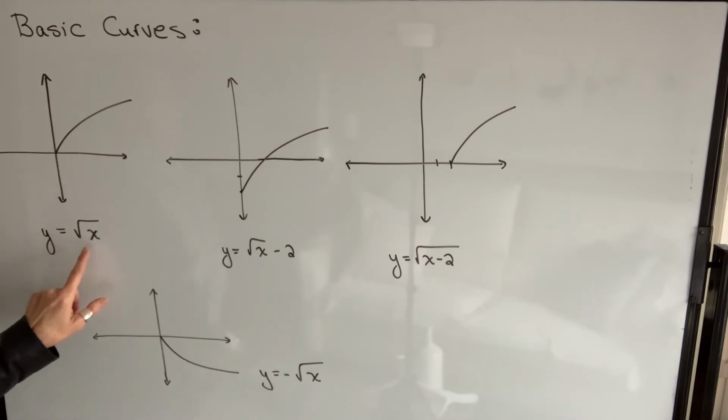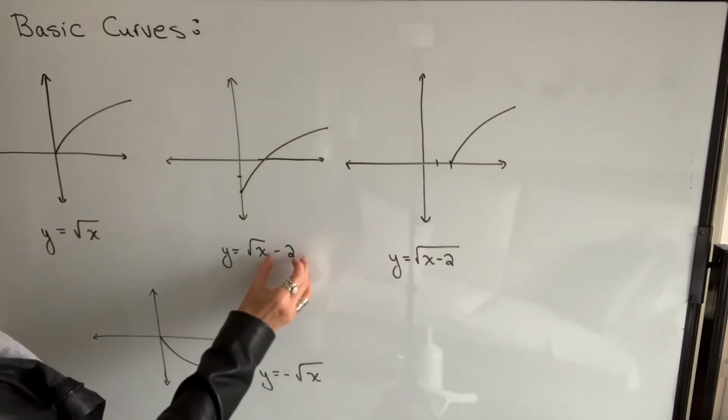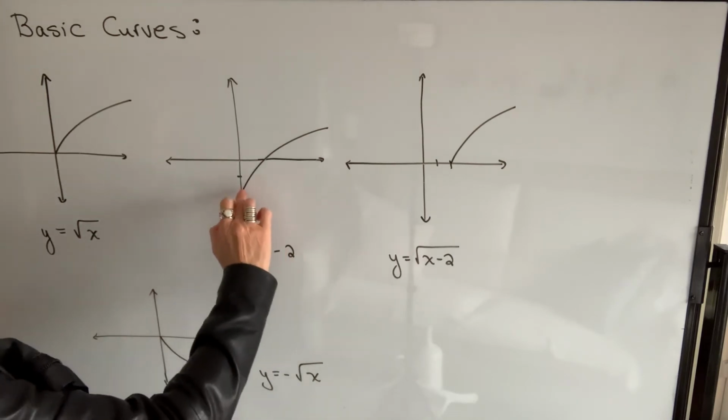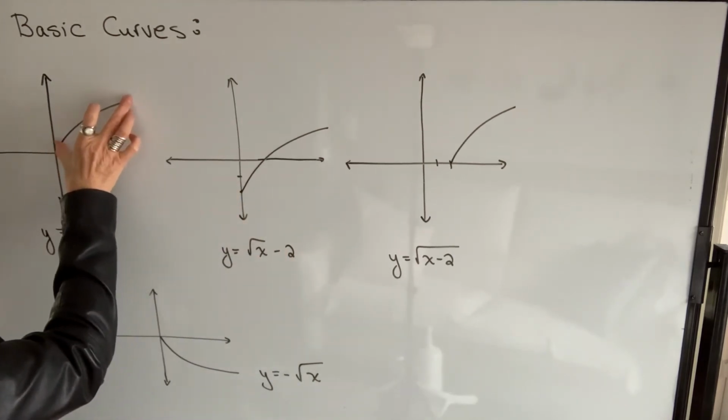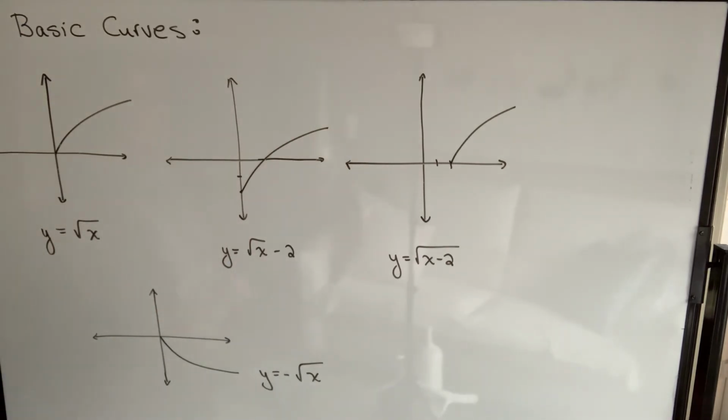Let's take a look at this basic curve, y equals square root of x. This is the shape of that curve. But if I subtract a 2, that's outside of the function, so it shifts it down by 2. So it's this same shape, but shifted down 2 units. So that's what that curve would look like.